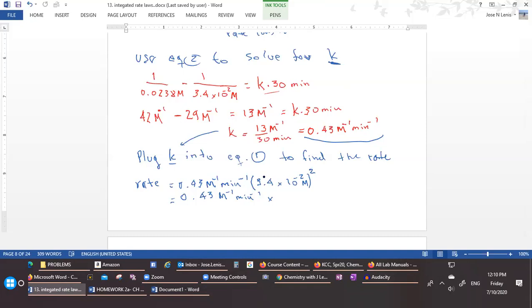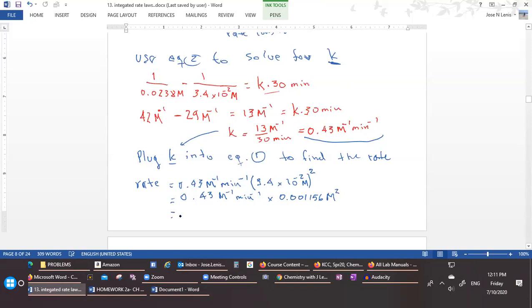0.034, and then I hit the square button, square. And I got 0.0001156. I'm using all numbers given by the calculator, so we don't introduce errors there. I will do significant figures at the end. All right. Units. It's going to be molar squared, right? Molar.